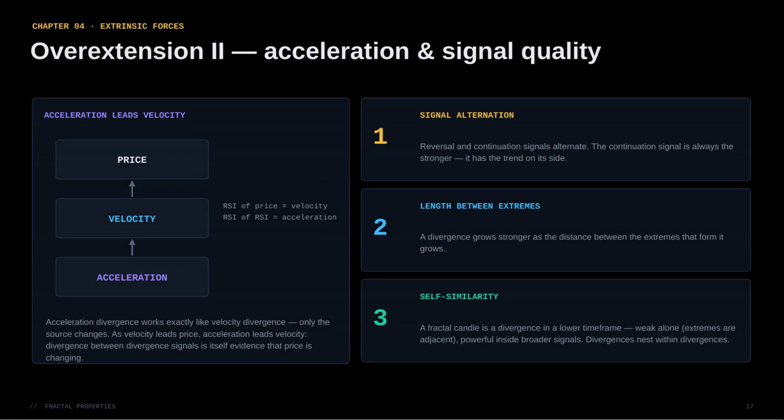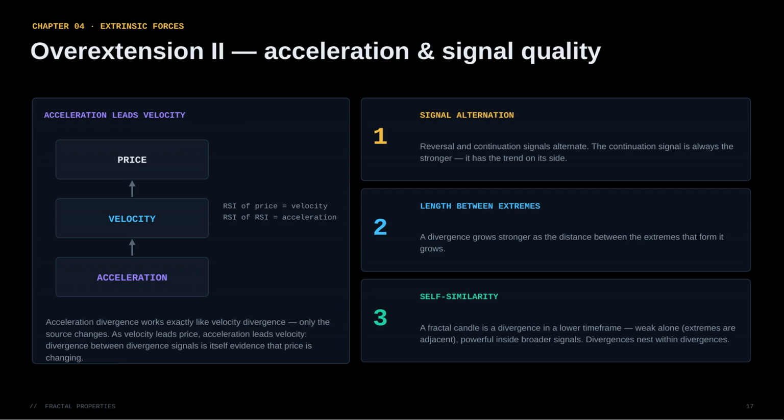Velocity is the rate of change of price. Acceleration is the rate of change of velocity. Build it as an oscillator of the oscillator, the RSI of the RSI. It behaves exactly like velocity divergence. Only the source changes. And in the same way that velocity leads price, acceleration leads velocity. So a divergence between divergent signals is itself early evidence of change.